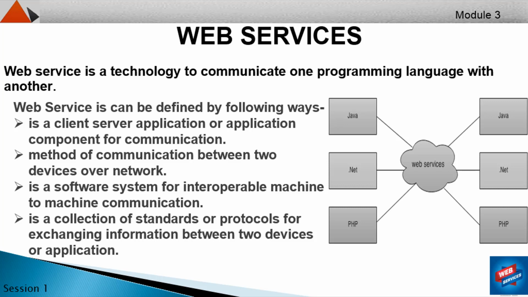As you can see in the figure, Java, .NET, or PHP applications can communicate with other applications through web service over the network. For example, a Java application can interact with Java, .NET, and PHP applications. So web service is a language-independent way of communication.